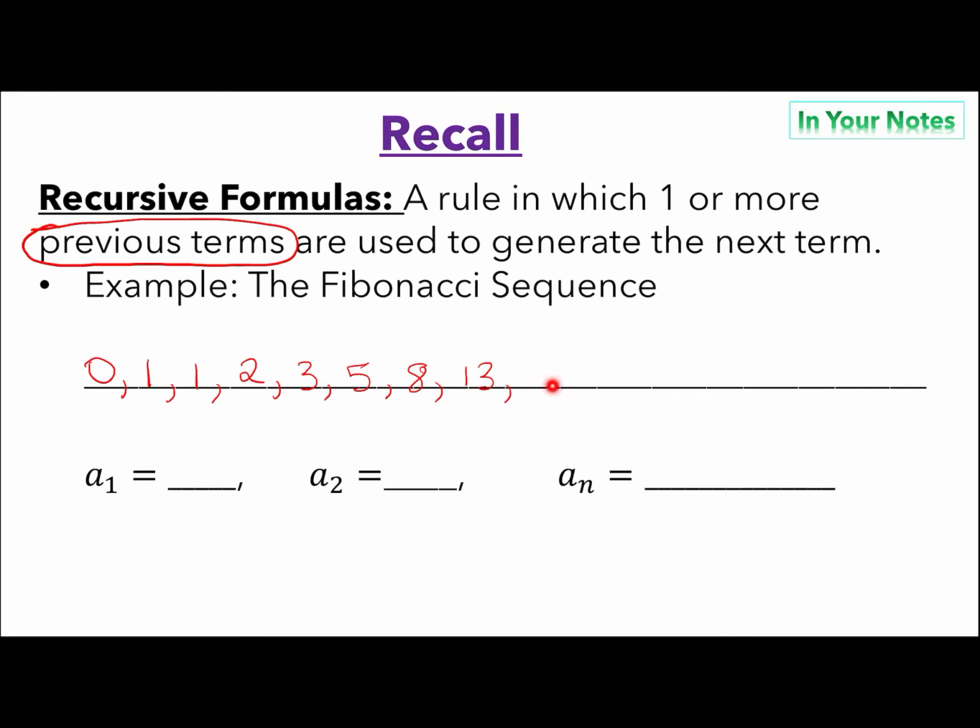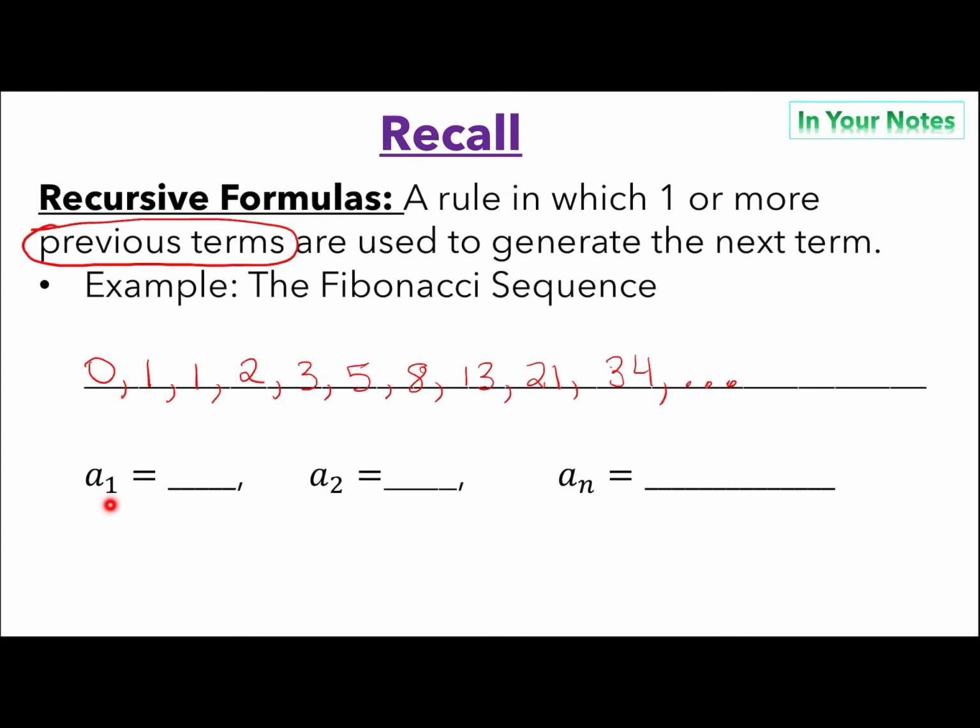Let's keep going. Next one, 13 plus 8 is 21. Let's go one more. To find this term, 21 plus 13, so that's going to be 34. And it can keep going on forever, so we're going to add 3 dots to say this could keep going on forever. I just don't feel like doing anymore.